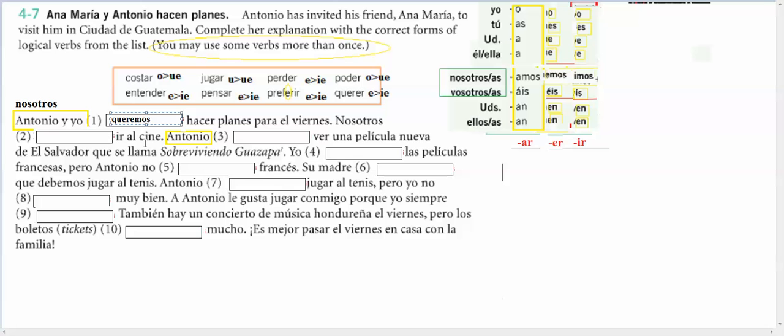Nosotros blank ir al cine. We could say we want to go to the movies, or we're thinking about going to the movies, we're planning to go to the movies. Since we did want already, let's use a different verb. Let's use pensar.